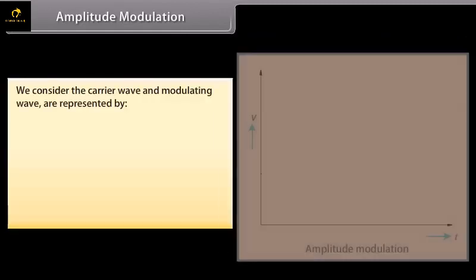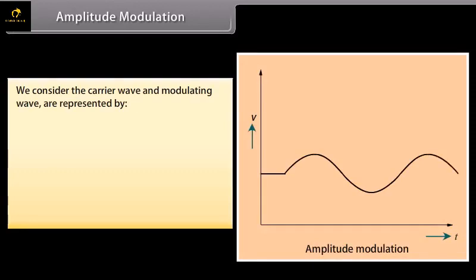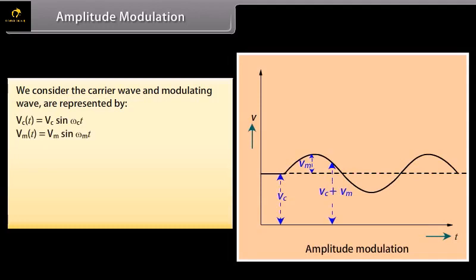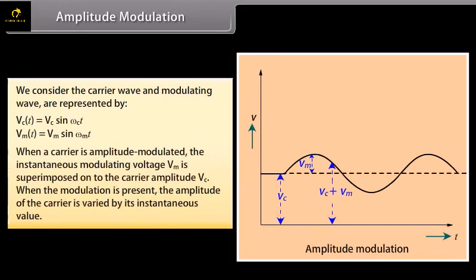Amplitude modulation. We consider the carrier wave and modulating wave are represented by Vc(t) = Vc sin ωct, Vm(t) = Vm sin ωmt. When a carrier is amplitude modulated, the instantaneous modulating voltage Vm is superimposed onto the carrier amplitude Vc. When the modulation is present, the amplitude of the carrier is varied by its instantaneous value.